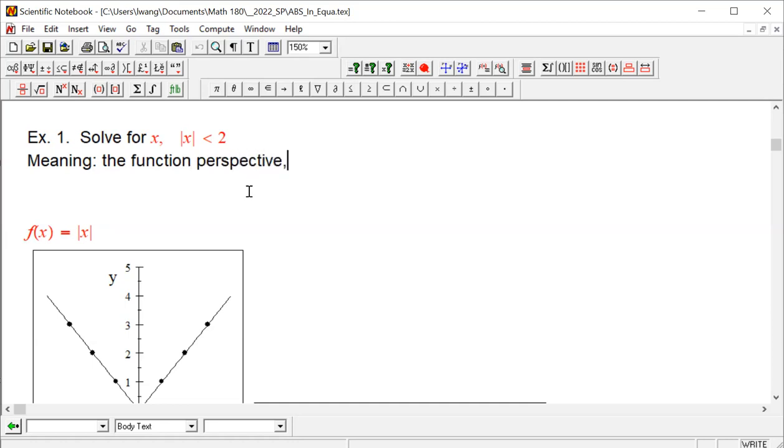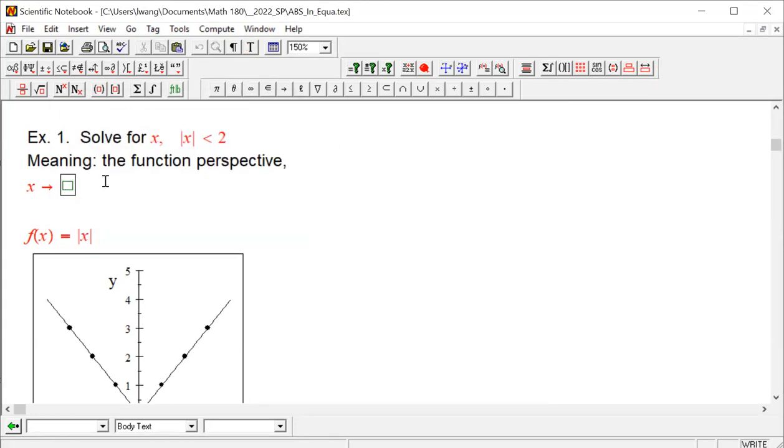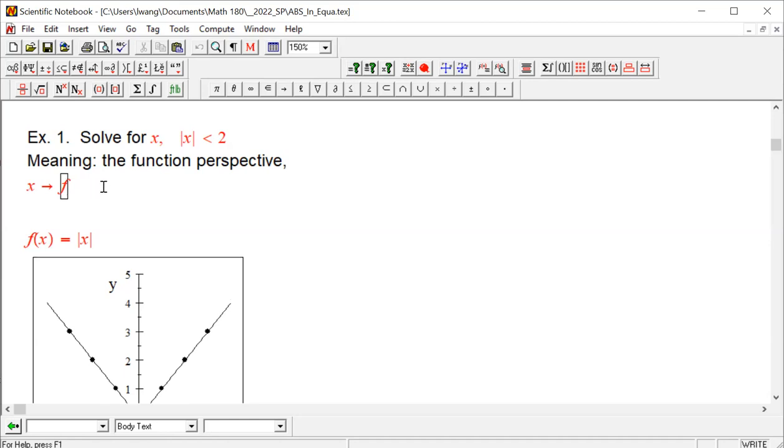Okay, the function perspective. The function perspective basically says we have an input, and we apply the function. So this is our function, and our function is absolute value, and the output is going to be less than 2.